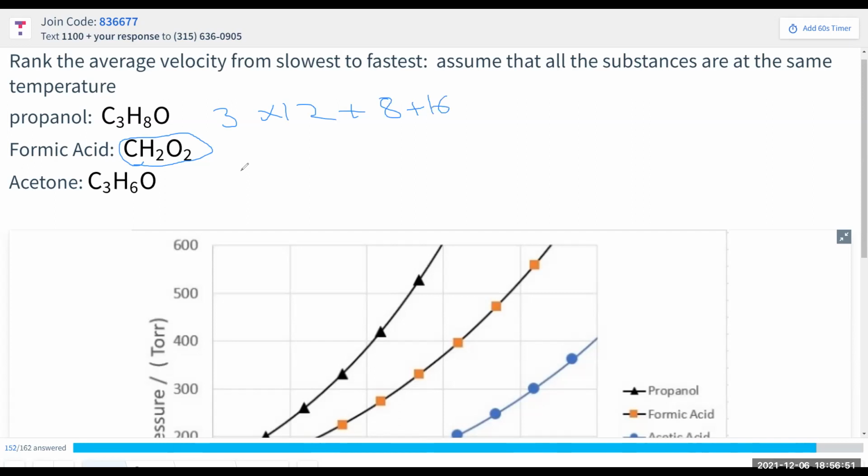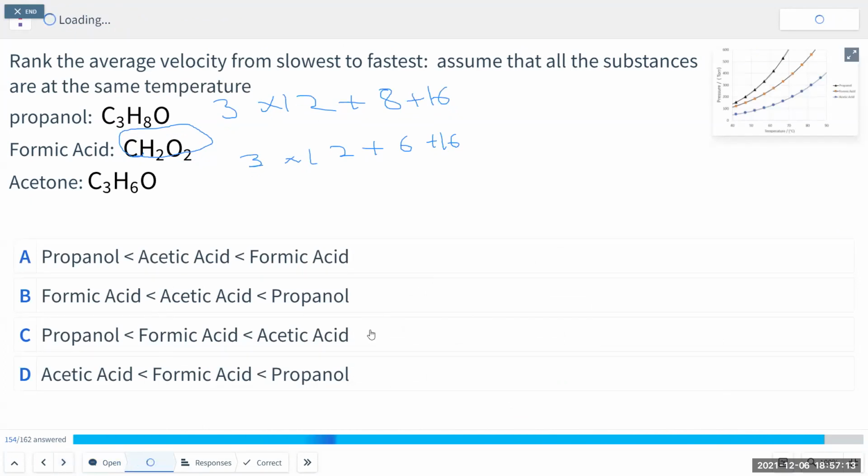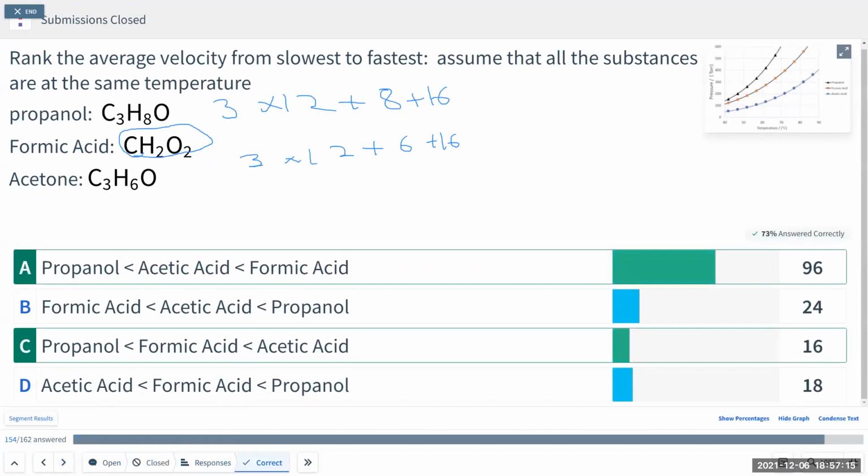And when it comes to acetone, you have 3 carbon atoms, only 6 hydrogens, and then 1 oxygen. By 2 points, I think propanol is going to be heavier. That's all we need there actually. The heavier one should move slower compared to the lighter one for them to have the same average kinetic energy. So the correct answer is option A.